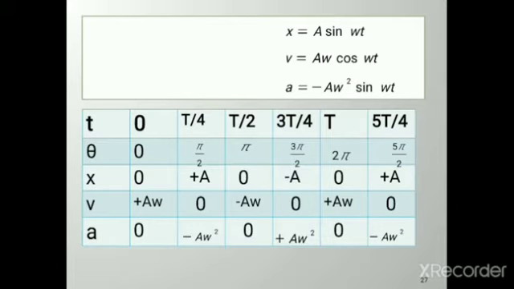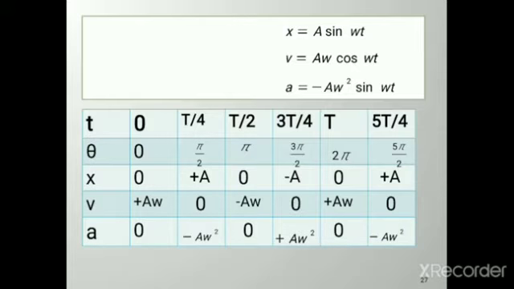So again, here the equations are written. Now when t is equal to 0, theta, that is omega t, is equal to 0, you can calculate the respective values of displacement, velocity and acceleration by substituting omega t or theta. So for x, when t is equal to 0, omega t is 0 and sin 0 has a 0 value, so x is equal to 0.